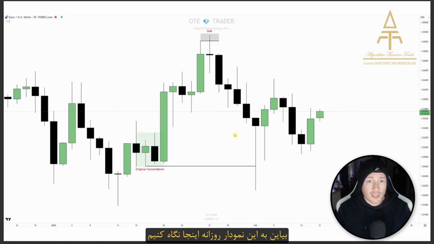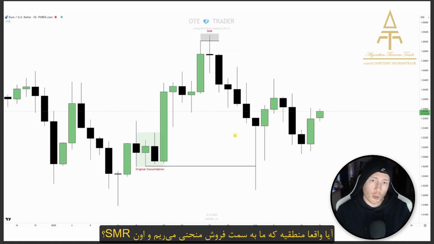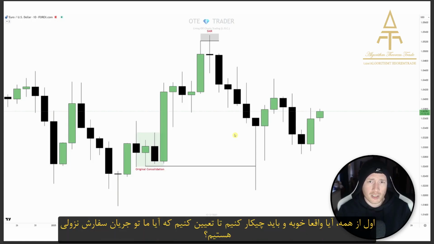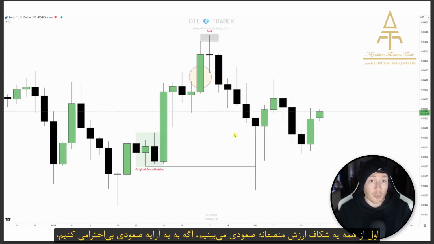So let's look at this daily chart over here. Does it actually make sense that we're going into the sell side of the curve and that smart money reversal? First of all, is it actually good? And what do we need to do to determine if we are in bearish order flow? First of all, we see a bullish fair value gap. If we disrespect a bullish array, it's an indication that we can go into sell side of the curve.